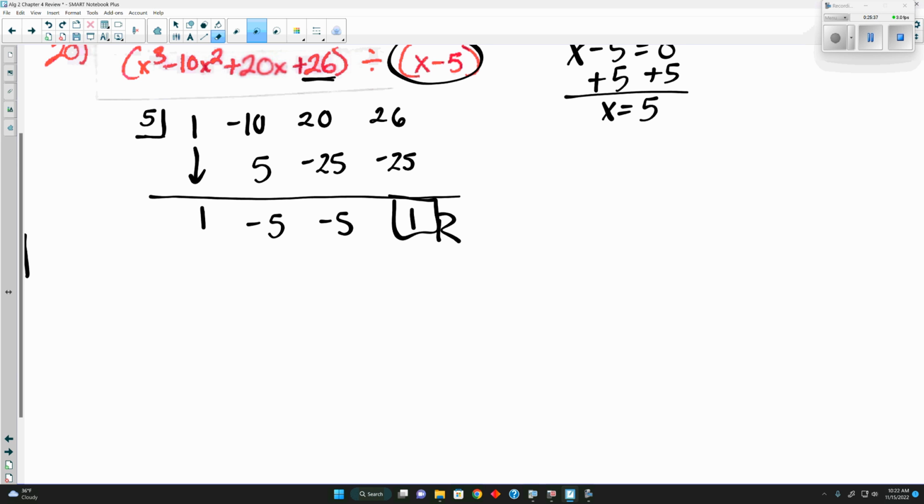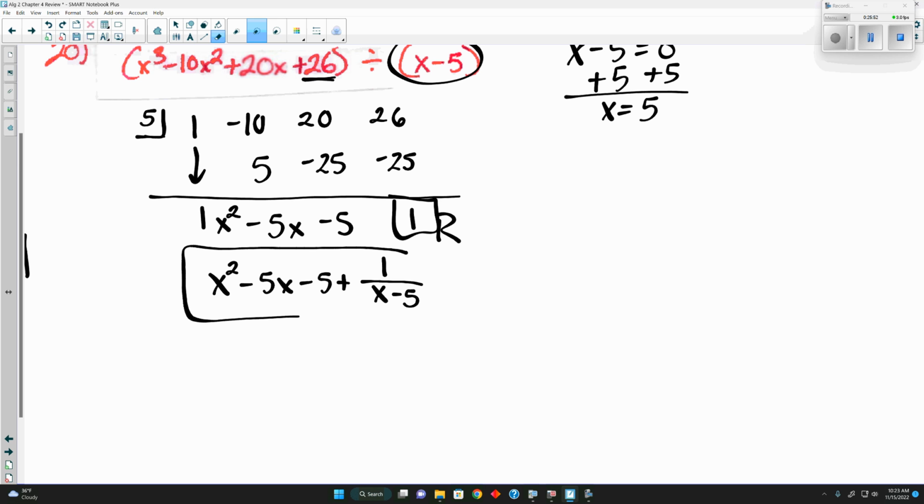The one next to it is our term with x. And then we have the term with x squared. So our solution here is x squared minus 5x minus 5 plus 1 over x minus 5. So that there is our solution. And with the rational zeros, because it's not a factor of 26, it's probably not going to be a solution, which means we'll have a value different than 0 for the remainder.